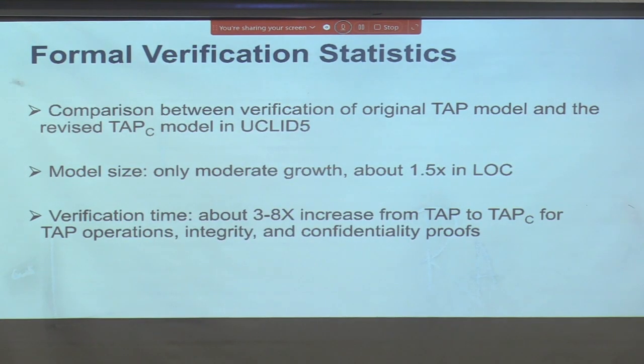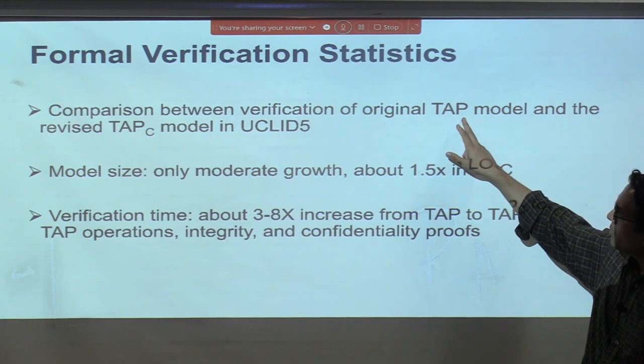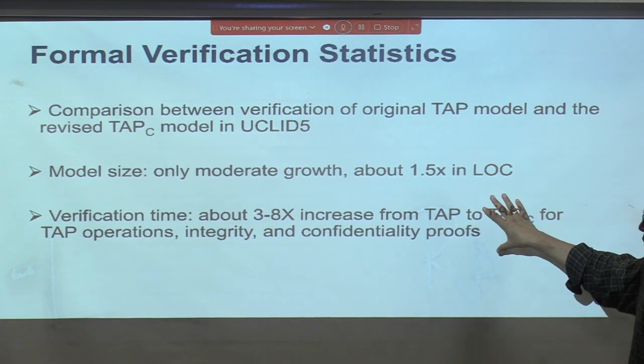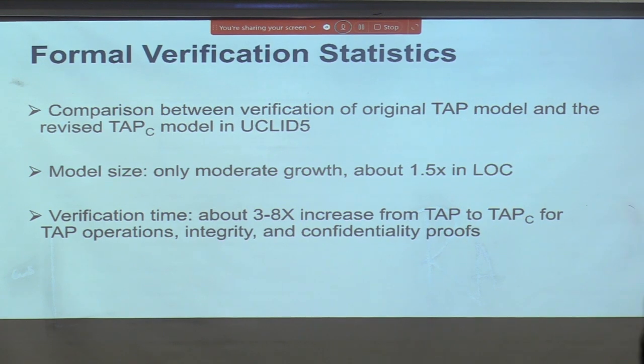Okay. So from a verification side, there's much more in the paper on what applications can be run, but I'll just talk about the verification side of things. What we did was we took our original TAP model, which I talked about earlier, in UCLID5, and then the revised model, which we call TAP-C, and looked at two things. First, whether the model size grows, and in this case there was only moderate growth in the size of the formal model in UCLID5 because you were just adding these two operations. Of course the operations themselves were quite involved.